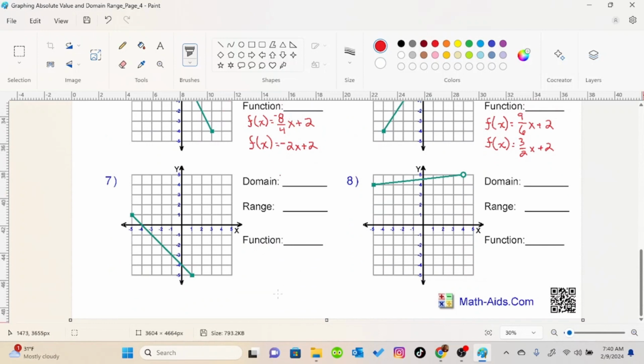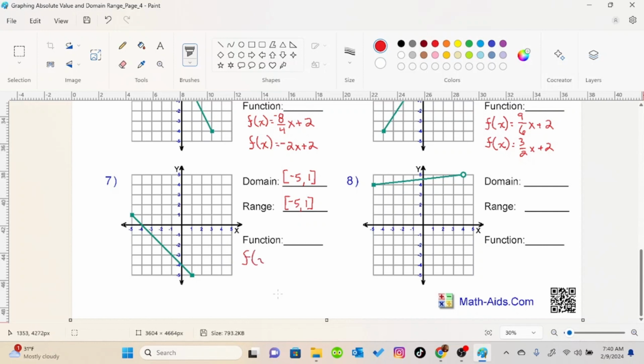Number 7. Our domain starts at x equals -5, included because of the solid point, and ends at x equals 1, included because of the solid point. Our range starts at y equals -5, included because of the solid point, and ends at y equals 1, included because of the solid point.